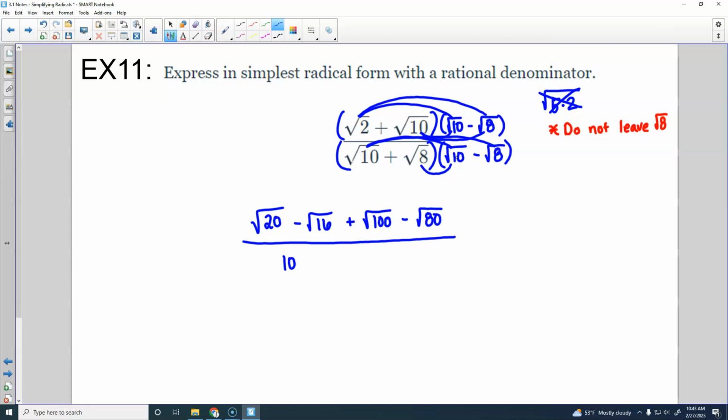Because of the conjugate, those middle terms should cancel out every time. So I'm just not going to write them. But if you want to, you can write them. But I'm not going to. And then I've got to multiply square root of 8 times negative square root of 8, and that is going to give me minus 8.